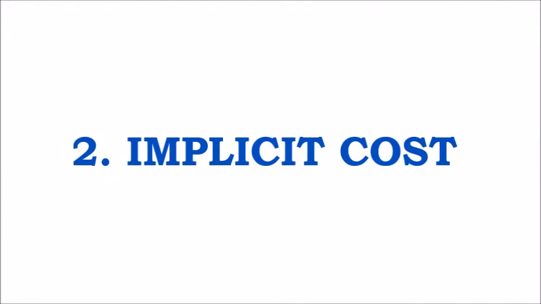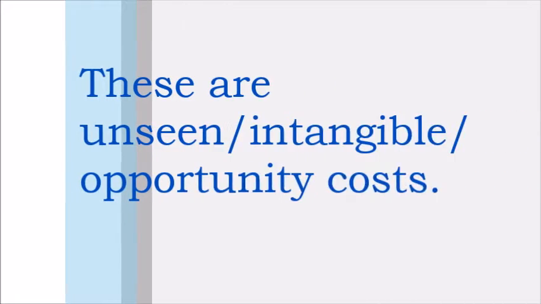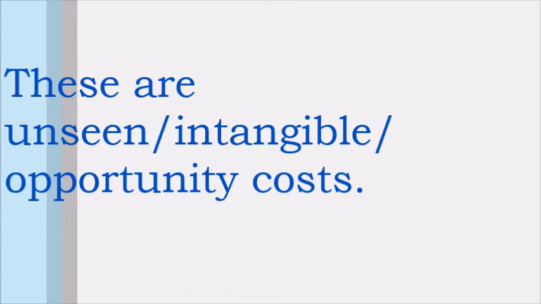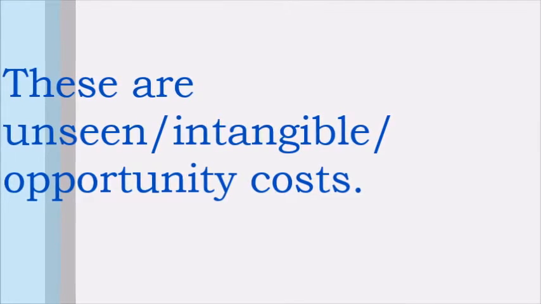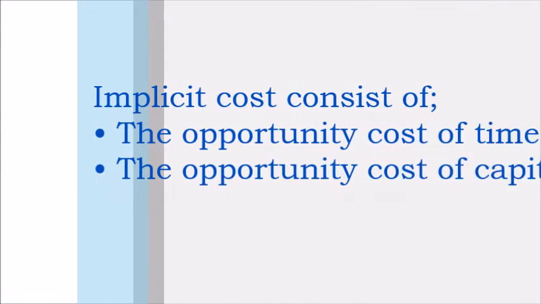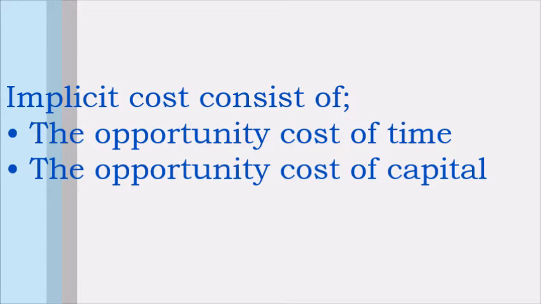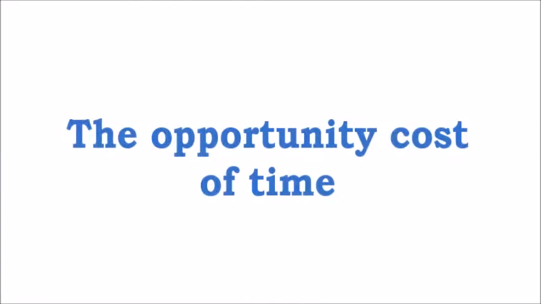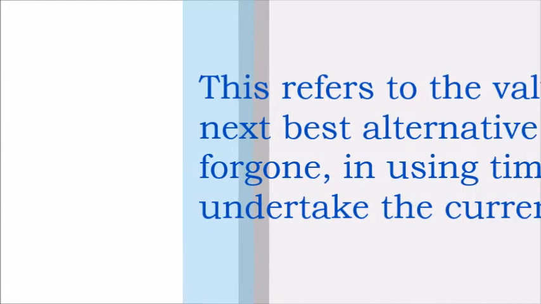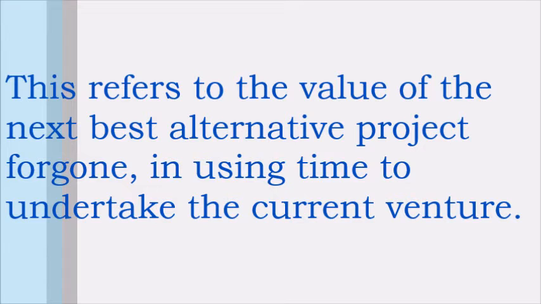2. Implicit cost. These are unseen, intangible, or opportunity costs. Implicit costs can be overlooked by the accountant, but the economist considers them. Implicit costs consist of the opportunity cost of time and the opportunity cost of capital. The opportunity cost of time: this refers to the value of the next best alternative project forgone in using time to undertake the current venture.